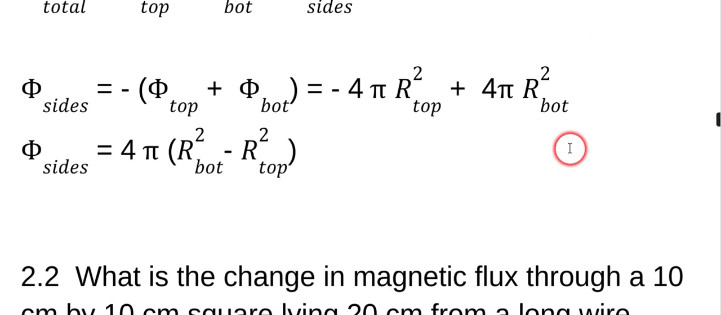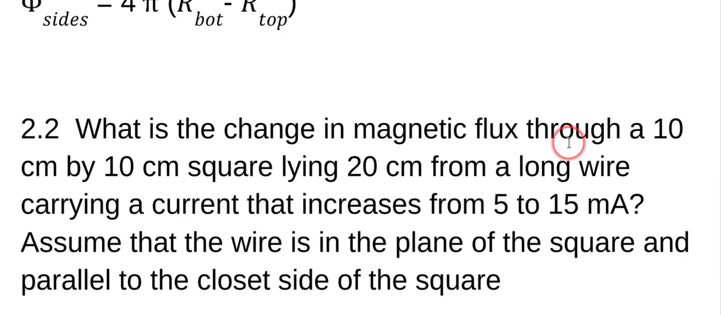Now this next one is upsetting me, and I'll explain. What is the change in the magnetic flux through a 10 centimeter by 10 centimeter square lying 20 centimeters from a long wire? So he's given us a closed surface, a 10 by 10 square, and he's given a distance here, r, from a long wire carrying a current that will increase from 5 to 15 milliamps. So here he's given us a spread, okay? Assume that the wire is in the plane of the square and parallel to the closest side of the square.